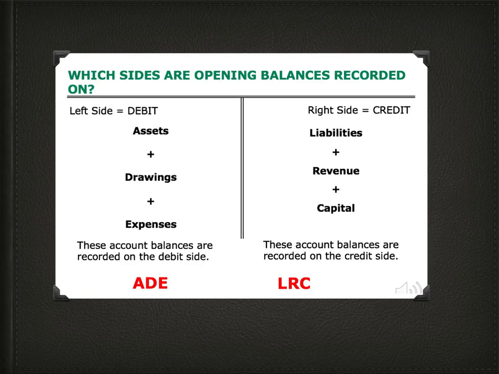So which sides are opening balances recorded on? Well, our assets, drawings and expenses have their opening balances recorded on the left or the debit side, and our liabilities, revenue and capital have these account balances recorded on the credit side. And we use the acronym AID-LIRC to help us remember. AID, that grouping, has their balances on the debit side, and LIRC has their balances on the credit side. So we're going to use that now when it comes to posting accounts to the ledger.